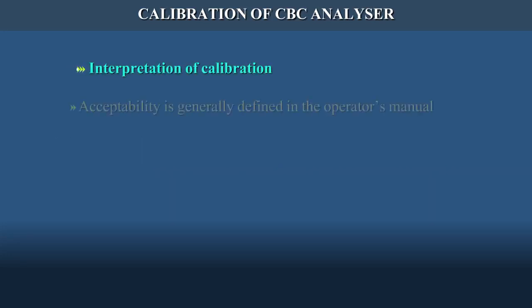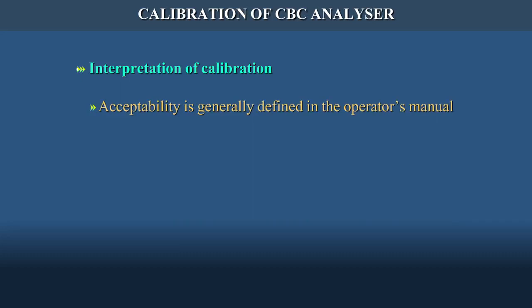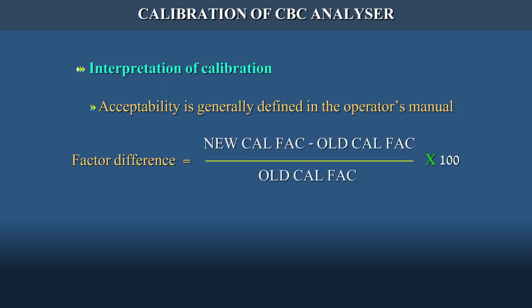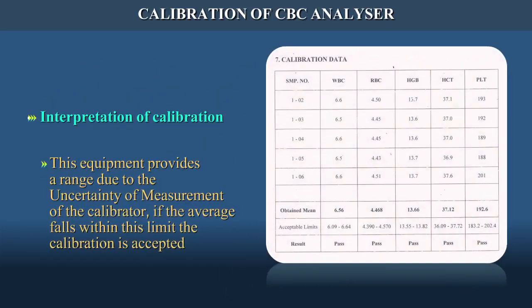Interpretation of calibration. Acceptability is generally defined in the operator's manual. Factor difference percentage is the difference between the old calibrator factor and the new calibrator factor expressed as a percentage. That is, new calibrator factor minus old calibrator factor divided by old calibrator factor multiplied by 100 is equal to factor percentage difference. The results are judged for acceptability. In the case of this equipment, which provides a range due to the uncertainty of measurements of the calibrator, if the average falls within this limit, the calibration is accepted.